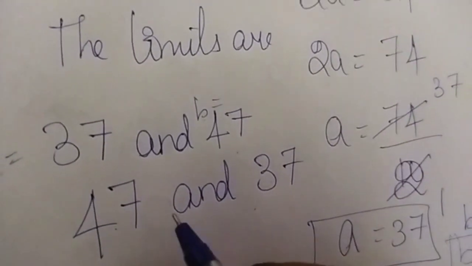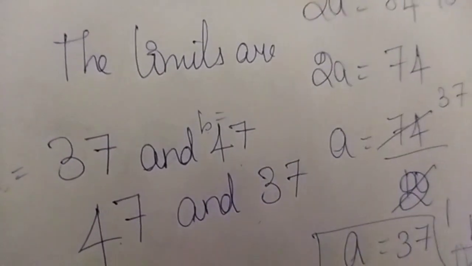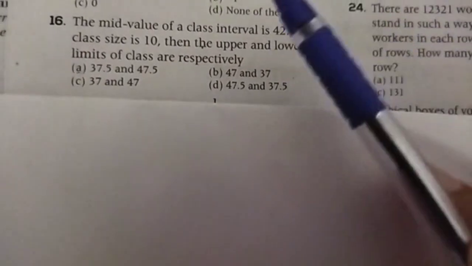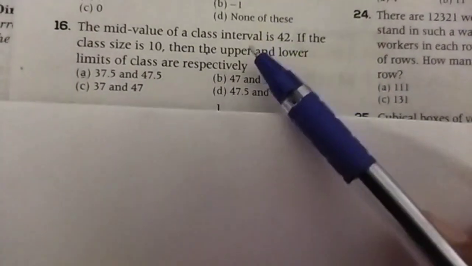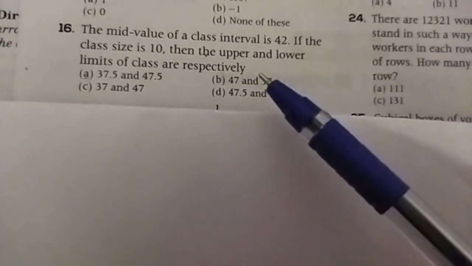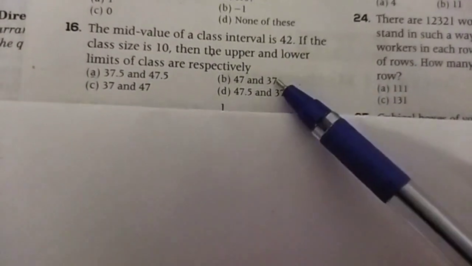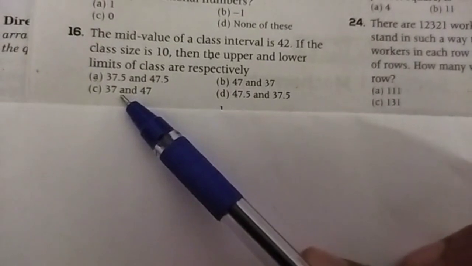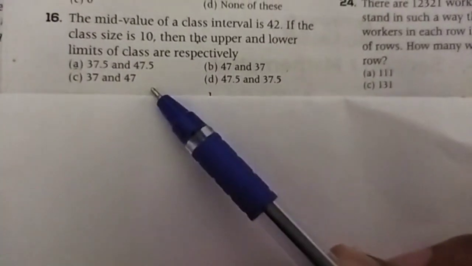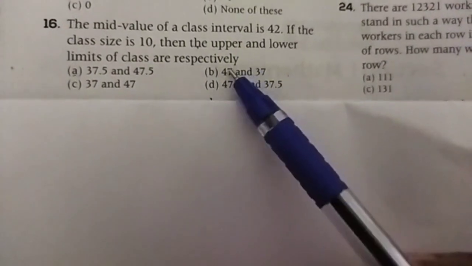Therefore, in the question they have asked for the upper and lower limits. So the upper limit is b, b is 47. The lower limit is 37. So 47 and 37. You should not mark 37 and 47, that is wrong because you have the lower limit and upper limit reversed. So option B is the correct answer.